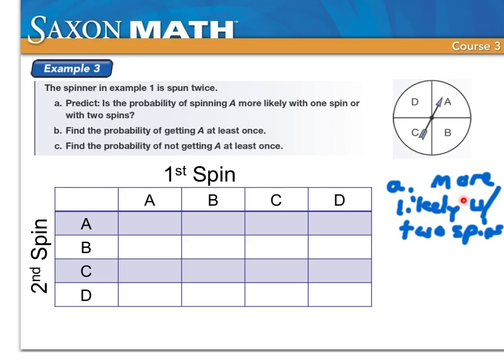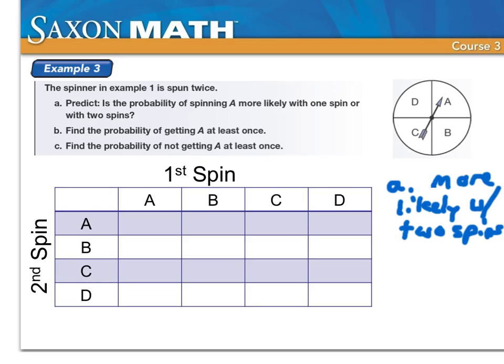Okay, so this right here is just a little abbreviation for with, a W with a slash after it. So it's more likely with 2 spins to get an A, because the more times we spin, the more likely the chance is of getting an A at least one time. Okay, so B says find the probability of getting A at least once.